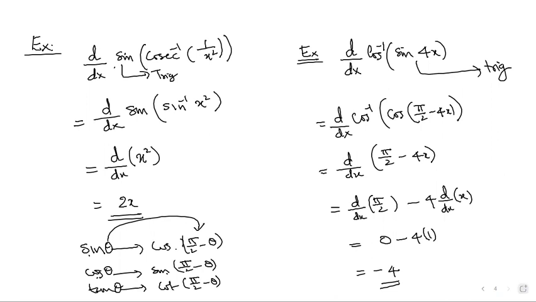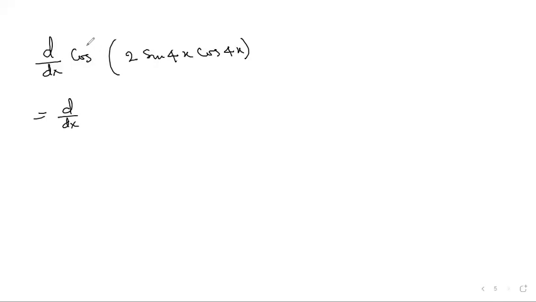Okay. Now let me ask another, a little more. D by dx of cos inverse of 2 sin 4x cos 4x. How to do this? 2 sin 4x cos 4x will become sin 8x. Excellent, which is pi by 2 minus 8x. Excellent. That is what I want. It is cos inverse. You forgot the inverse. It becomes sin 8x.